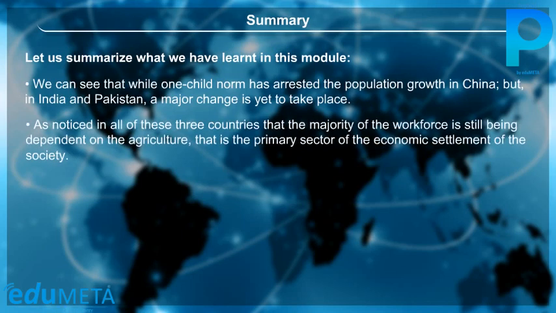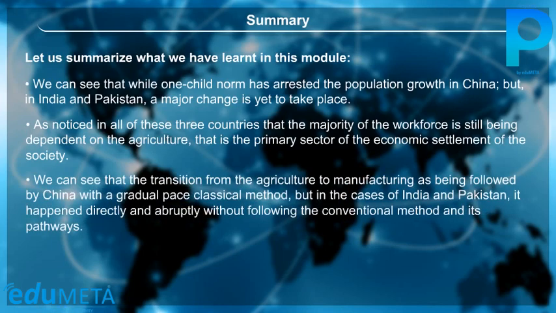As noticed in all of these three countries, the majority of the workforce is still dependent on agriculture, that is, the primary sector of the economic settlement of the society. We can see that the transition from agriculture to manufacturing was followed by China at a gradual pace, by the classical method. But in the cases of India and Pakistan, it happened directly and abruptly without following the conventional method and its pathways.